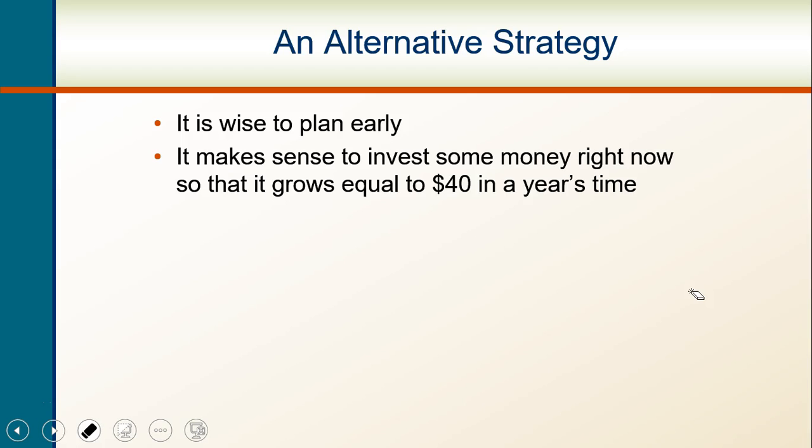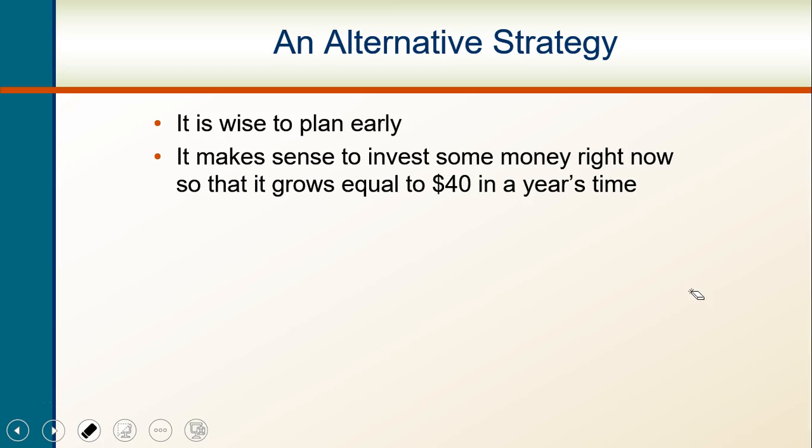So you know upfront that when the option matures, if you wish to exercise the call option at that time, you will need $40 after 1 year's time. So it makes sense now to invest some money at this point in time, which is going to grow into $40 by the time you're ready to exercise the option.